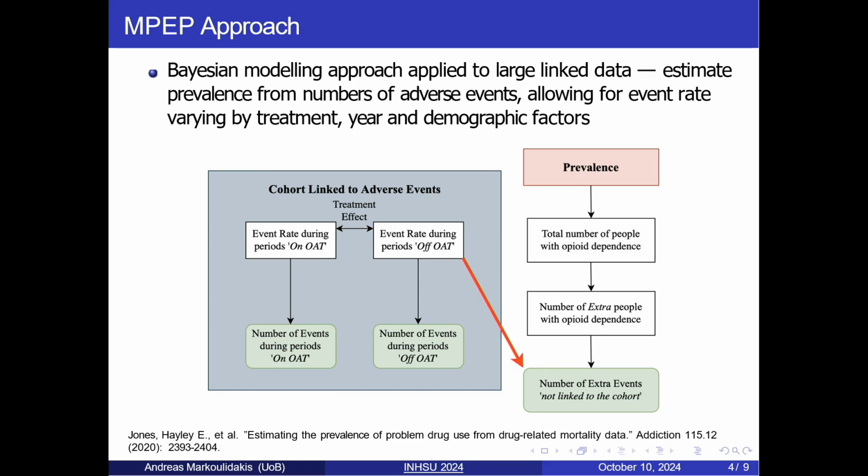And this is that we assume that the event rate among those not on OAT right now, but recently in contact with services, is equal to the event rate among the unobserved population. That way we can estimate the number of extra people with opioid dependence and eventually the total population with opioid dependence in Scotland.